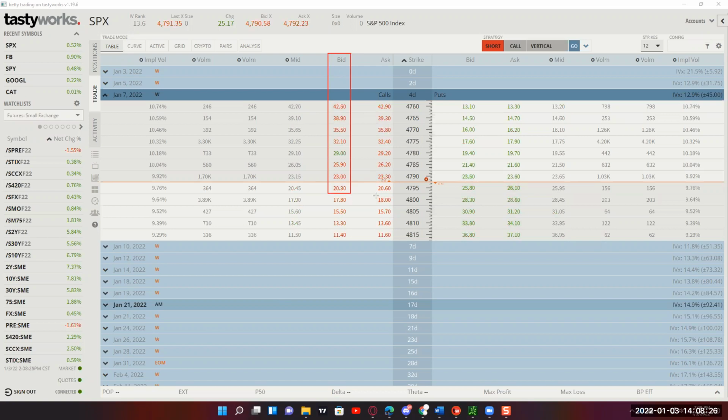That is a wide bid-ask spread. It's $15 slippage at the money, right? $15. Out here, it's not too bad, $10 if you can time it right. It's a little bit laggy.